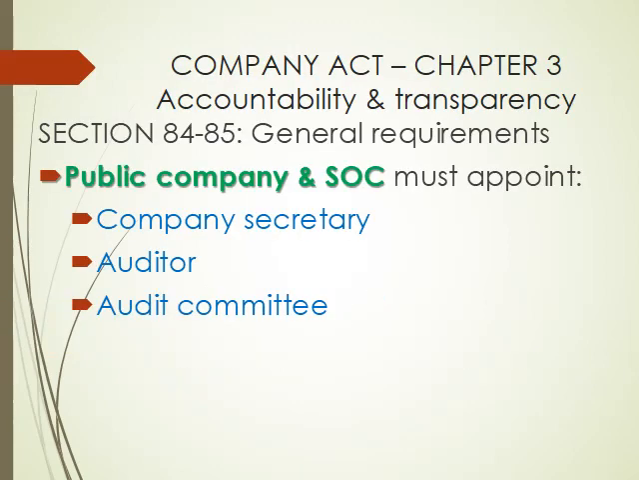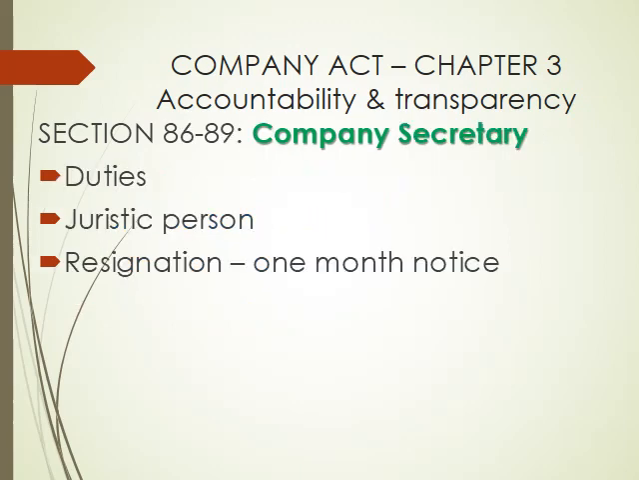Okay, so in terms of sections 84 to 85, a public or a state-owned company must appoint a company secretary, an auditor, and an audit committee. Okay, so sections 86 to 89 talk about the appointment of a company secretary and the duties of a company secretary, that is to assist the company in carrying out their statutory and compliance requirements. Okay, so the company secretary enables and assists the company to meet their compliance requirements and assists the board in fulfilling their duties.